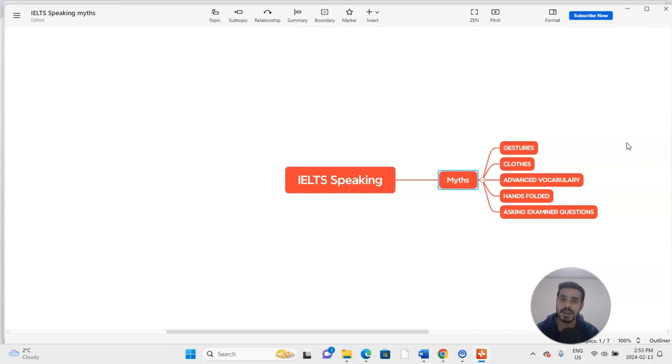While if you're using simple vocabulary, the main idea is that your message should be delivered in the way you want it to be. So if the examiner is able to understand the message the way you want it to be understood, then it's great. Then in that case, advanced vocabulary has nothing to do with it.